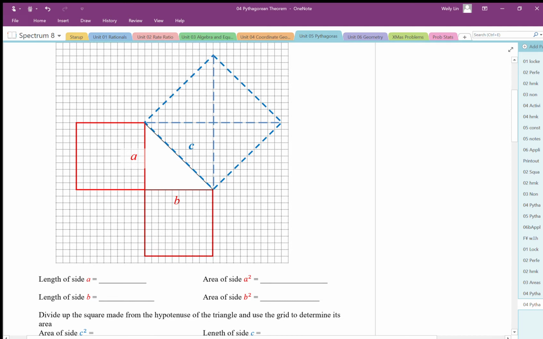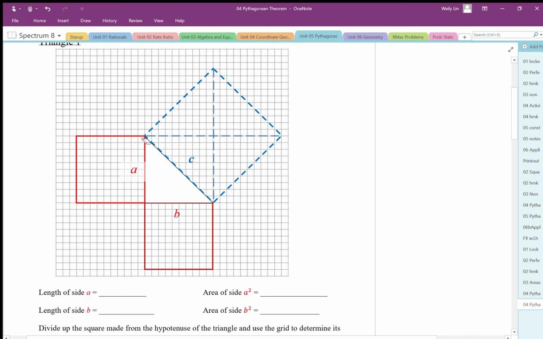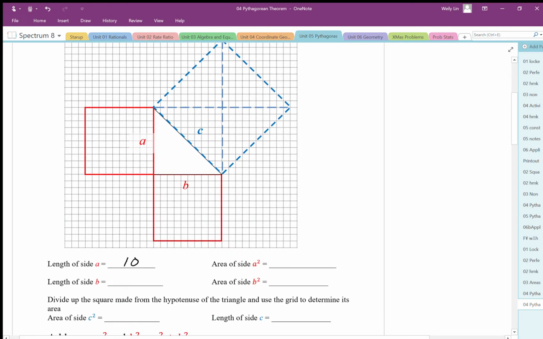So if we take a look at this diagram here, we can count 1, 2, 3, 4, 5, 6, 7, 8, 9, 10. So the length of one edge is going to be 10. So side A is 10. And if we count B, 1, 2, 3, 4, 5, 6, 7, 8, 9, 10, it's also 10. Okay, so this is a 10 by 10 triangle, and we can make 10 by 10 squares inside there. So the area of side A is going to be 100 when we square it. Side B will also be 100.